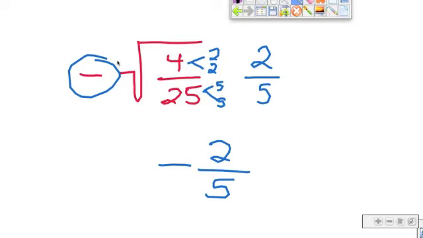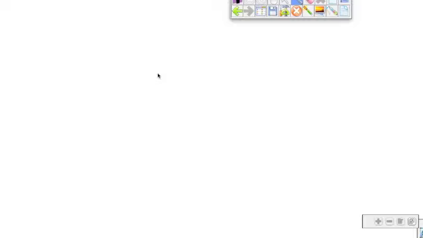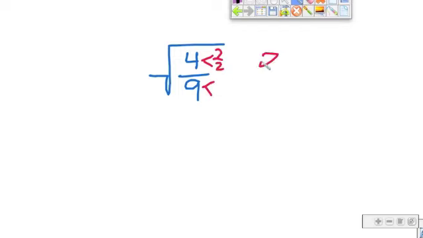We'll try another one. Oop, my pen stopped working for a second there. Let's fix that. Okay, we have 4 9ths. Again, if there's not a little number posted, then we always just do by 2s. It's a square. So 2 and 2 would give me 4, so my answer is 2. 3 and 3 would give me 9, so my answer is 3.